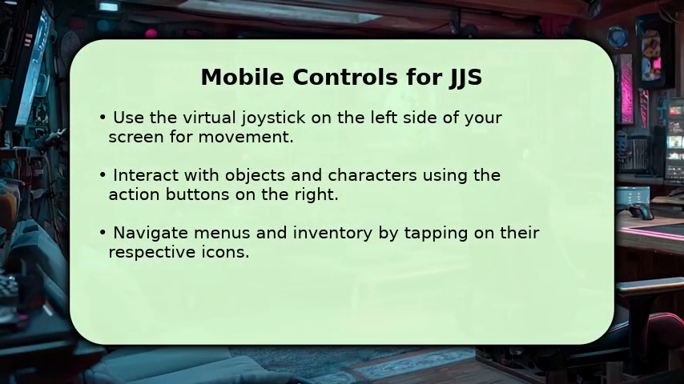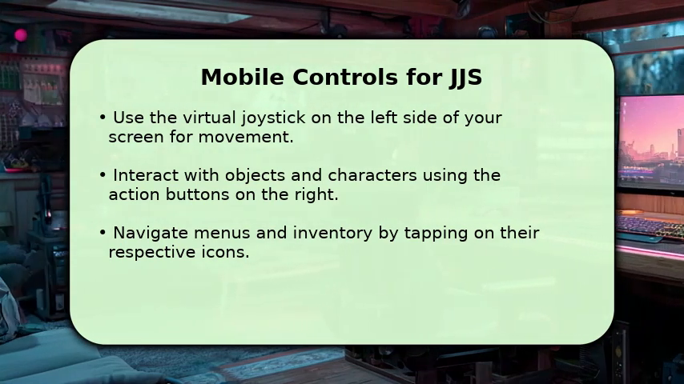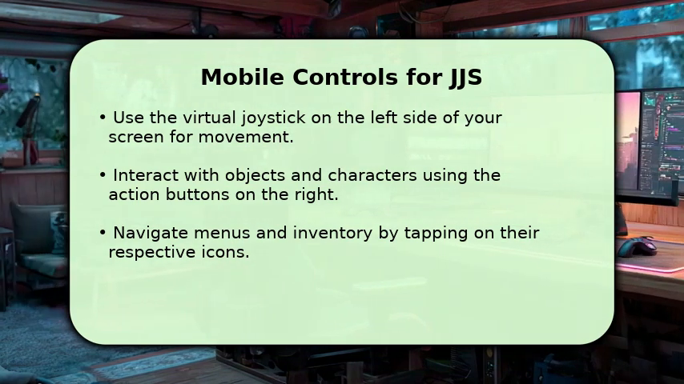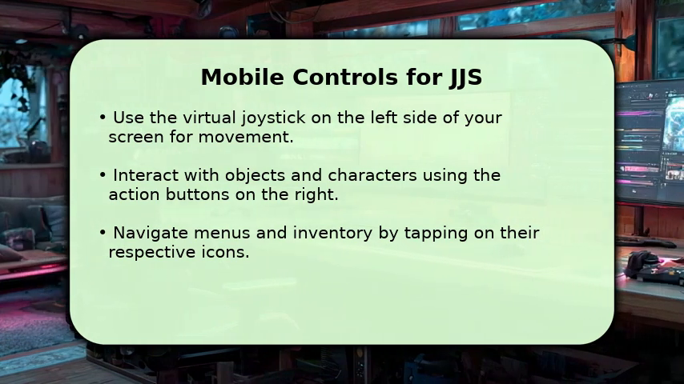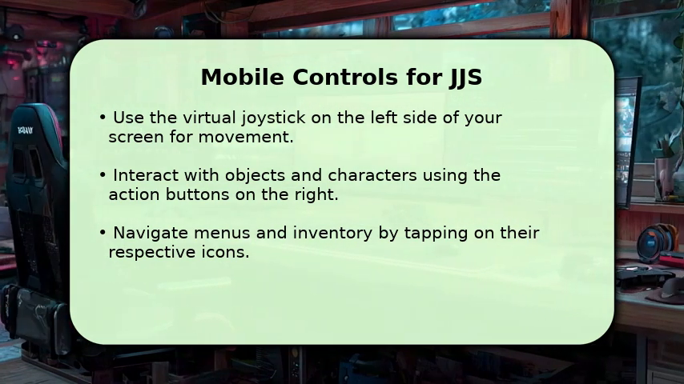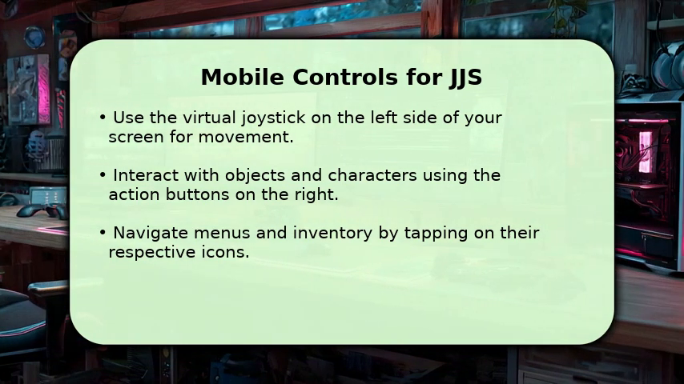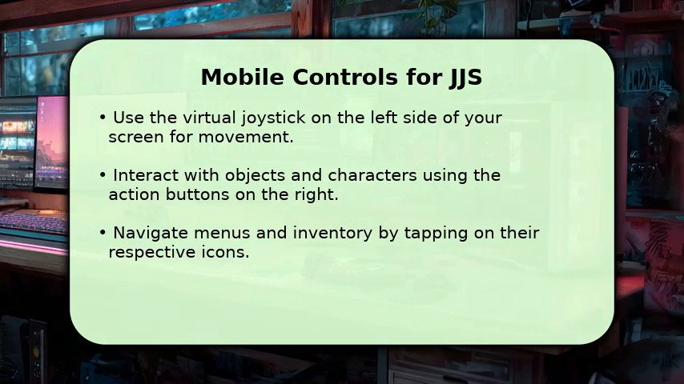Navigating JJs on mobile is quite intuitive. You'll find a virtual joystick on the left side of your screen. Simply drag your thumb to move your character around the game world. On the right, you'll see various action buttons for interacting with items, opening doors, or performing specific game actions. To manage your inventory or access game settings, just tap on the corresponding icons, usually located at the top or bottom of your display.